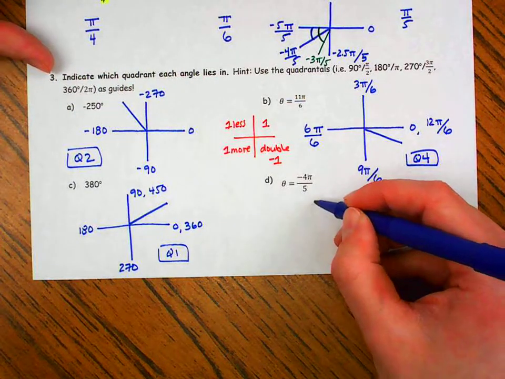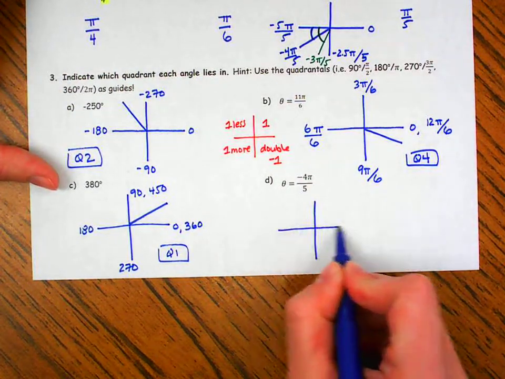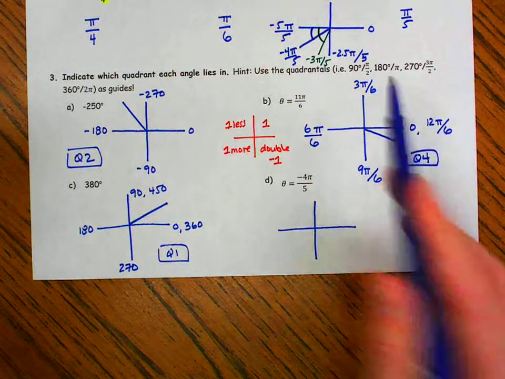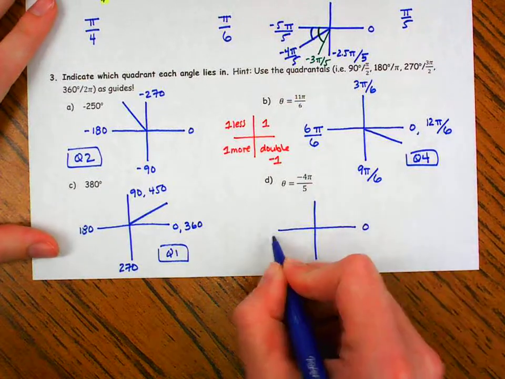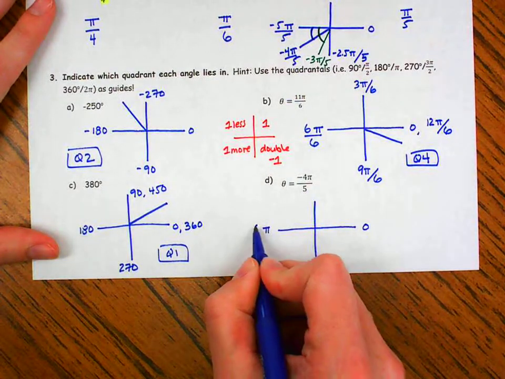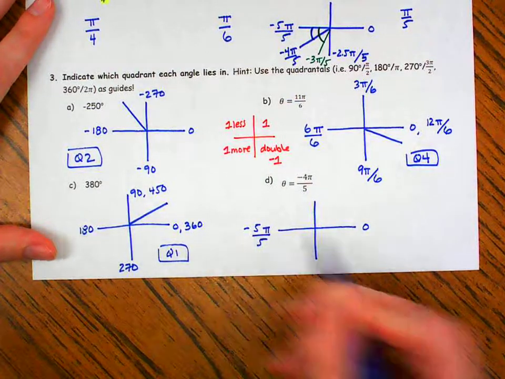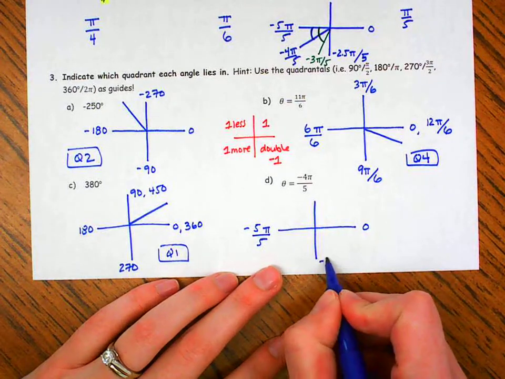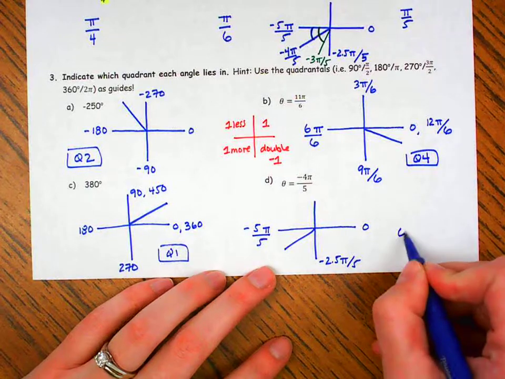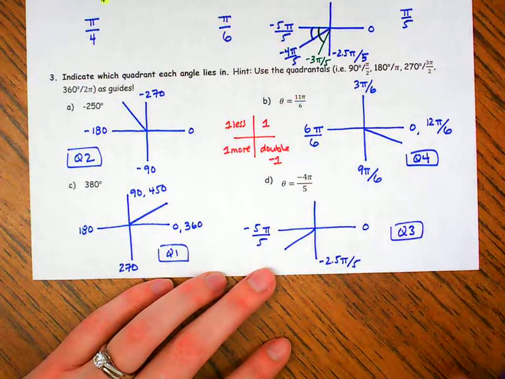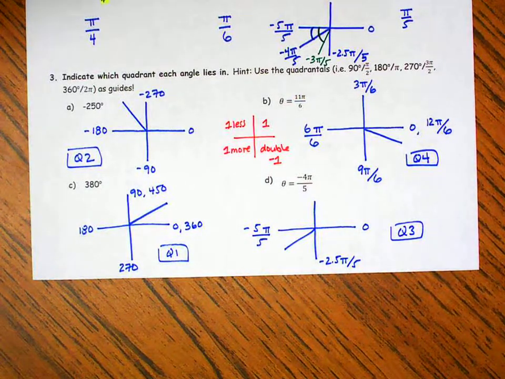Okay, one more. This isn't from our reference angle chart, so we're just going to have to draw it out. We actually drew it out above in number 2, in 2 part C. So remember, this would be 0. This is going to be pi. My denominator is 5, so it's going to be 5 pi over 5. It's negative, so I'm going to go down this way. I'm going to cut it in half. So this is going to be in our third quadrant. Okay, I'm going to pause this and then I'll do another video for the next part.